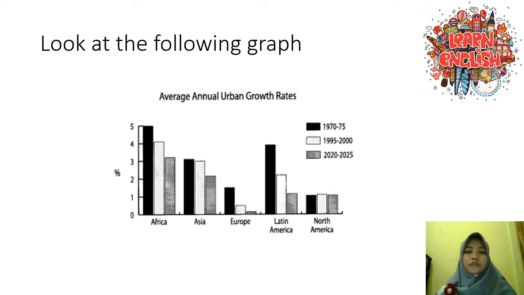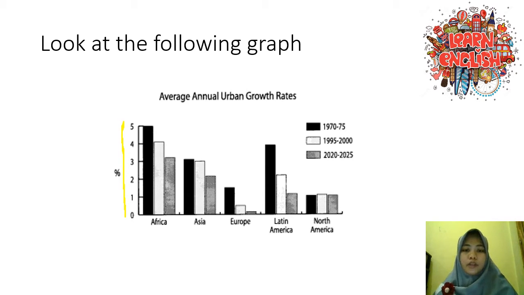This is the example of a graph. We have some bars here, yeah. So it is about the average annual urban growth rates. You can see from this graph that we have some continents here: Africa, Asia, Europe, Latin America, and North America. And this one shows the percentage.